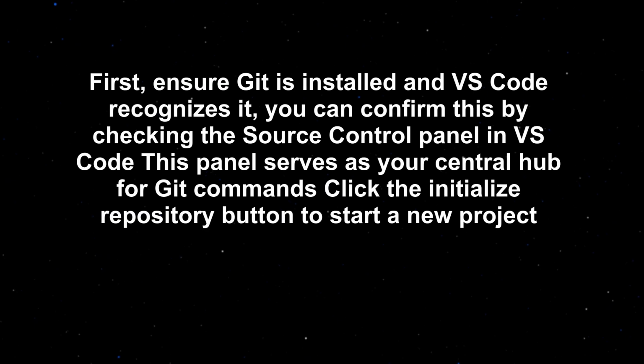Ready to unlock the power of seamless collaboration and boost your coding efficiency? First, ensure Git is installed and VS Code recognizes it. You can confirm this by checking the source control panel in VS Code. This panel serves as your central hub for Git commands. Click the Initialize Repository button to start a new project.